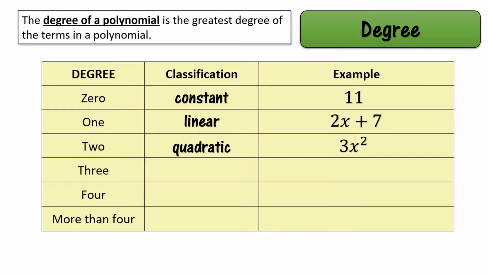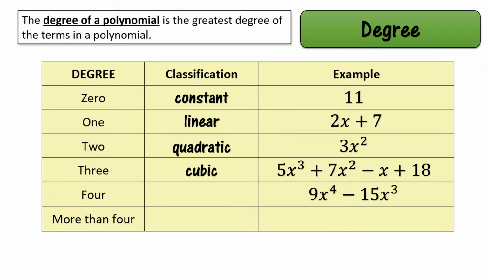Let's look at a polynomial of degree 3. There are a lot of terms in this example, but the number of terms doesn't matter. We're focused on degree. Can you guess what a third-degree polynomial is called? It's cubic. If a polynomial has degree 4, it's considered quartic.